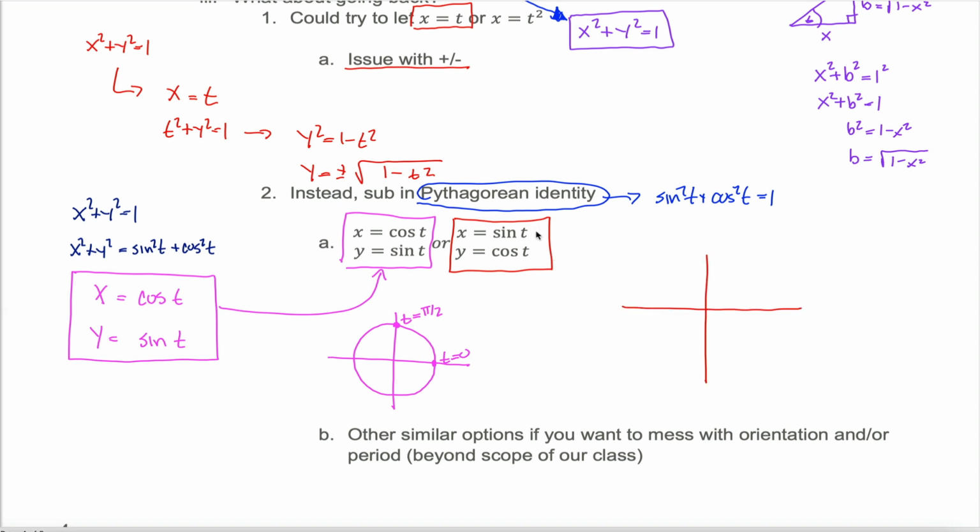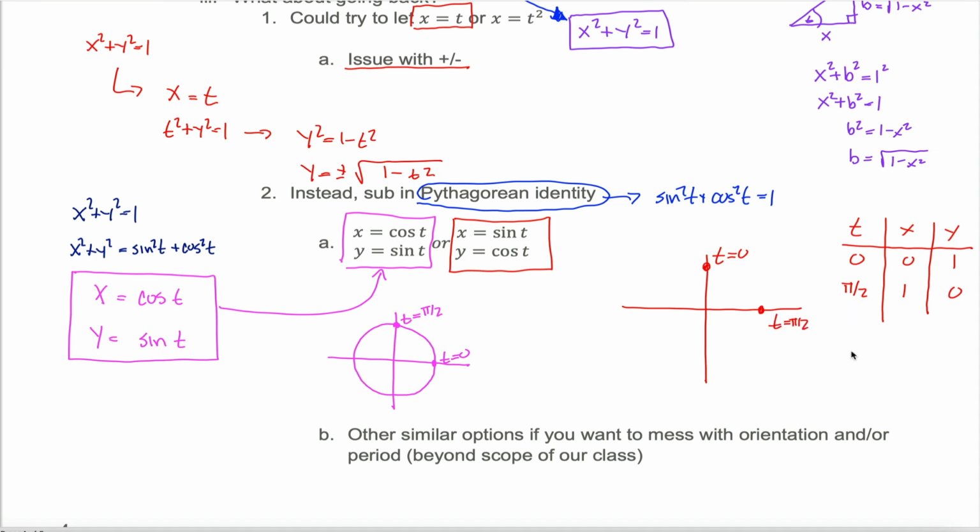When t is equal to 0, the sine of 0 is 0, so my x-coordinate should be equal to 0. And because the cosine of 0 is 1, my y-coordinate should be equal to 1. At time 0, my x-coordinate should be 0 and my y-coordinate should be 1. Sounds like I should be up here. And when the time is equal to pi over 2, because the sine of pi over 2 is equal to 1, my x-coordinate should be 1. And because the cosine of pi over 2 is 0, my y-coordinate should be equal to 0. At time pi over 2, I should be over here.